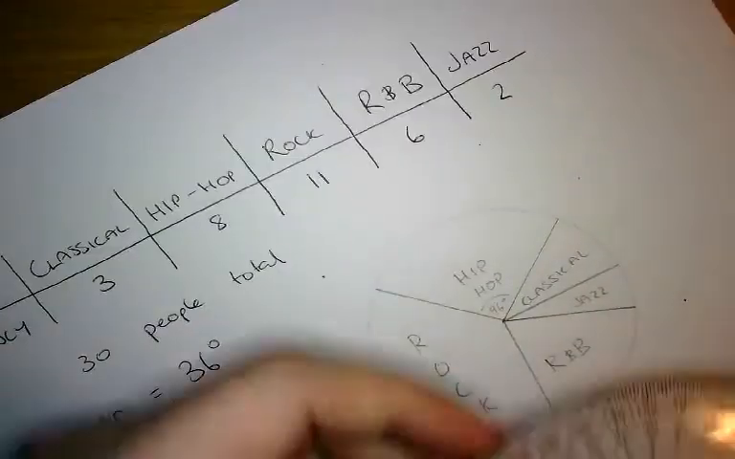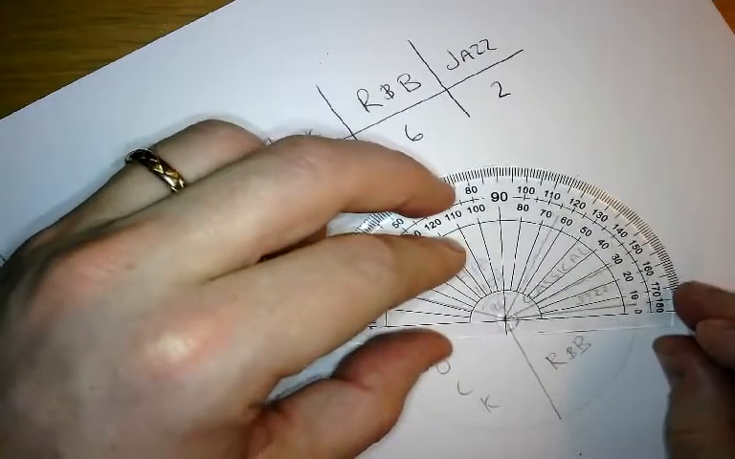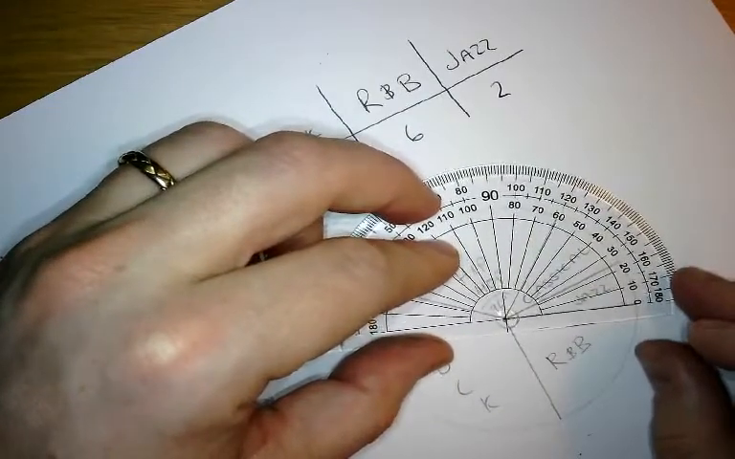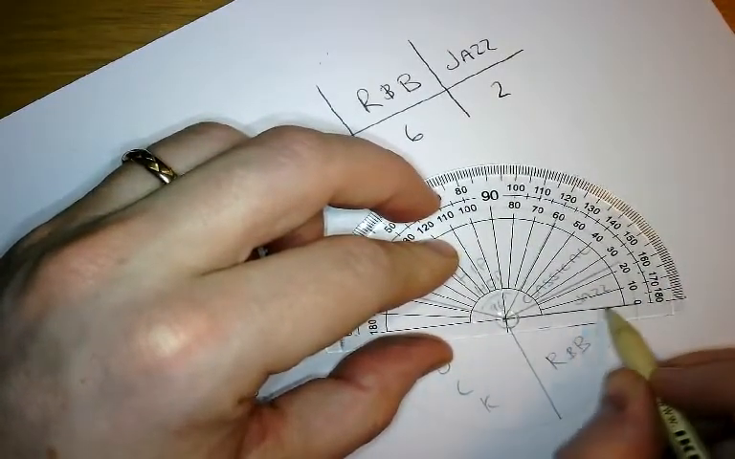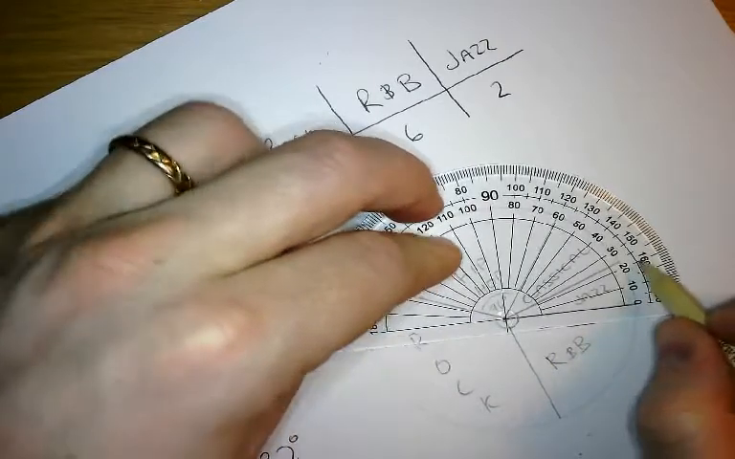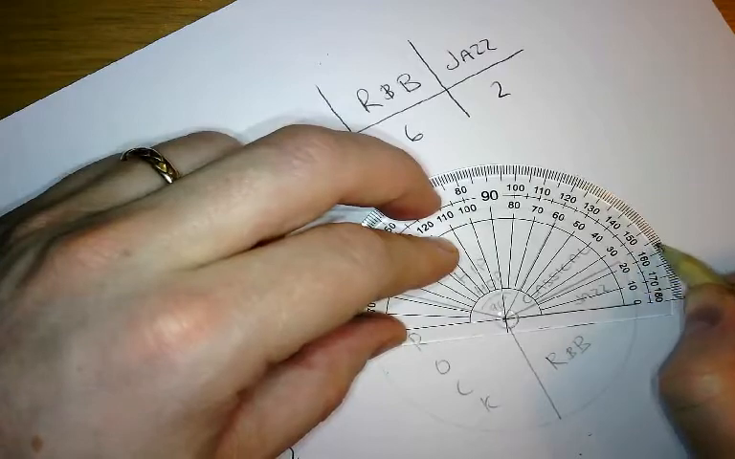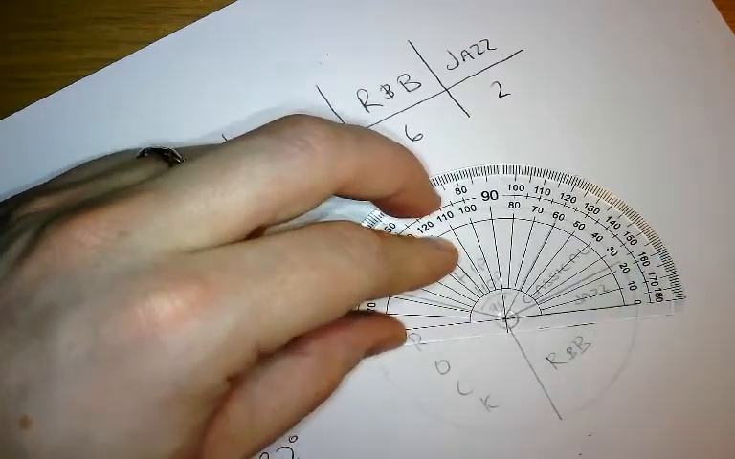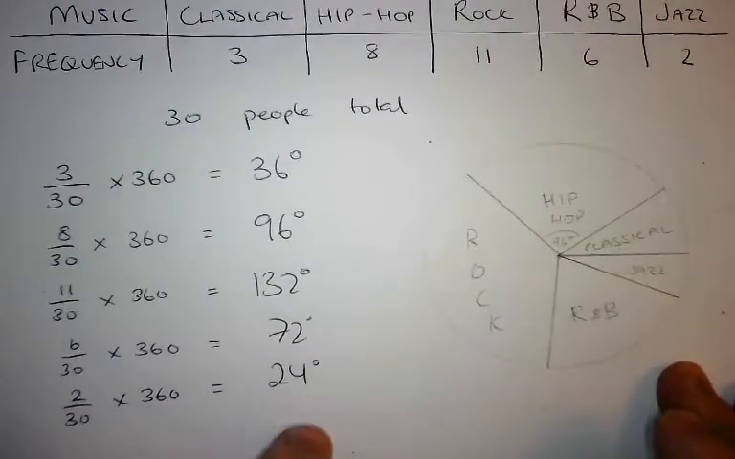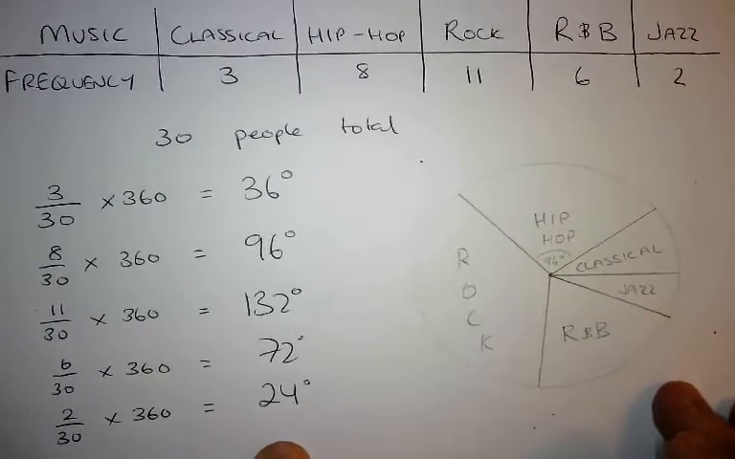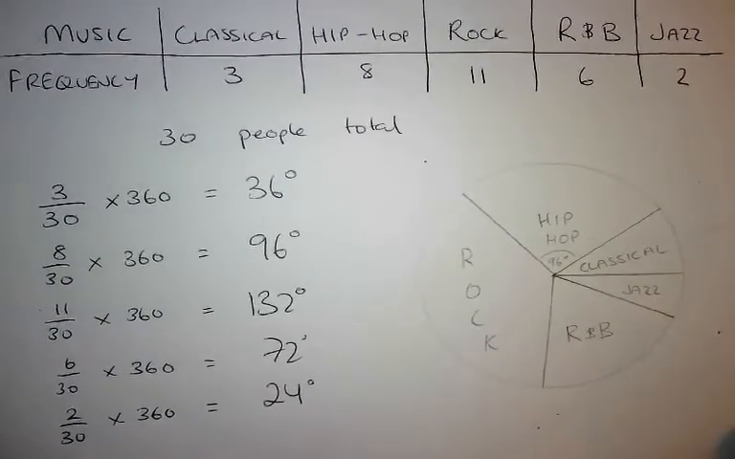Now, what I would do with the jazz is make sure to just check that it is right. So I'm going to put it on the center, draw it at the start of the arc, and measure what it should be. And I'm getting it here to be bang on 24 degrees, which is exactly what I was supposed to have. So perfect. Okay. So in essence, that is how you make any pie chart.